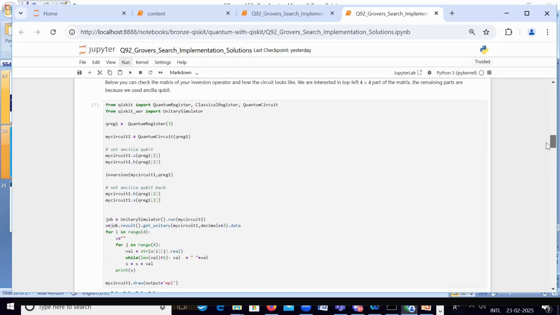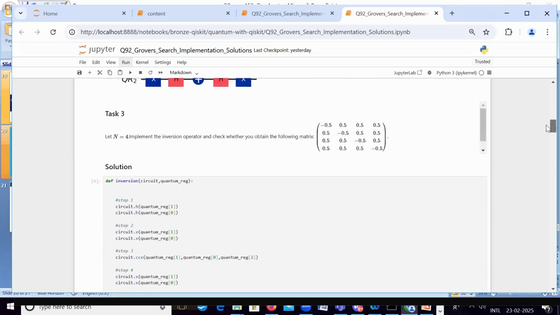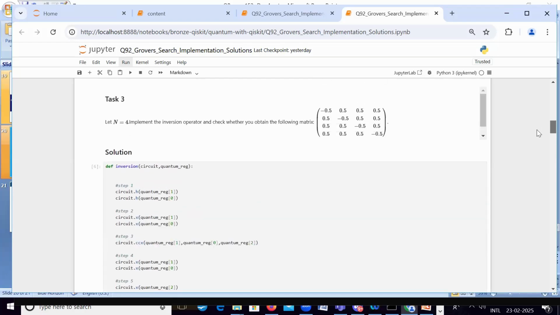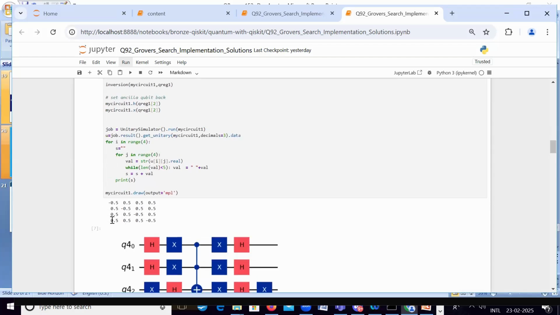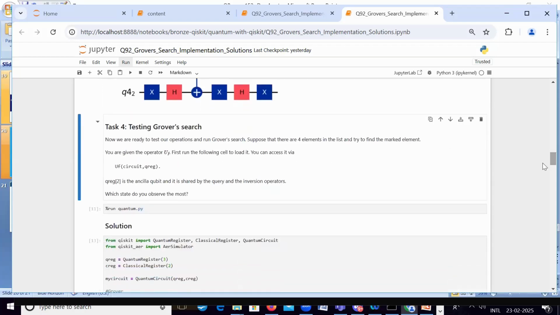It is giving exactly the same output as we were supposed to check. Whether we'll get this representation matrix or not, the same matrix is being displayed here. So in that case, the condition is satisfied. The given test scenario is correct. Now next is to test the operation and run the Grover search algorithm.